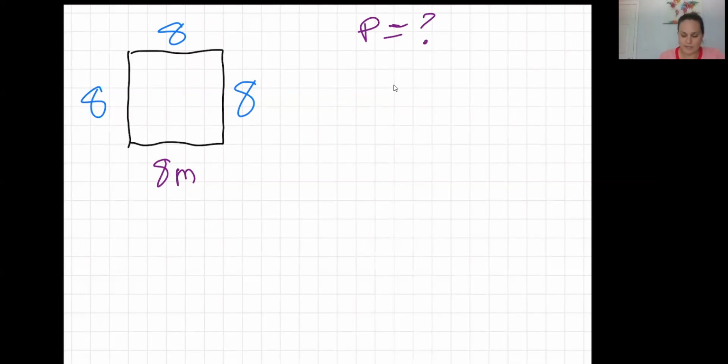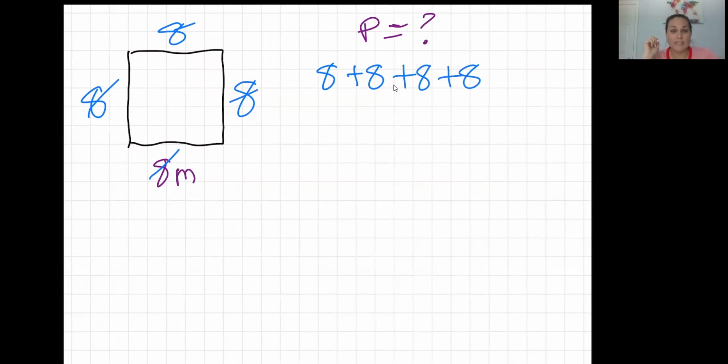And you may already have started solving this one, just adding up your sides. So you've got 8 plus 8 plus 8 plus 8. Maybe you went through and crossed out, going clockwise around. But then you notice, wow, I think I've learned a simpler way for this instead of doing the same addition over and over and over again. And if you thought that, you are correct.